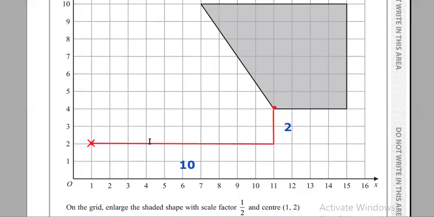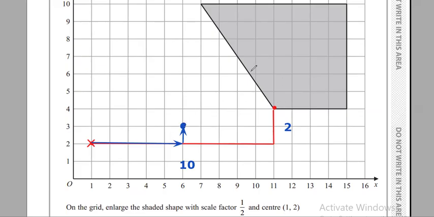Now we take these distances, the 10 and the 2, and we multiply them by half. So 10 times half is going to be 5. This means that we have to go 5 boxes instead of 10. So 1, 2, 3, 4, 5. So this is the new distance. And then when we multiply the 2 by half, it's going to be 1. This means I have to go 1 up like this to find the new point. So this is the place of the new point, which is over here. So this point came here.